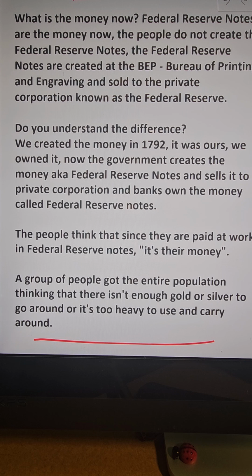So what is the money now? Federal Reserve notes are the money now. The people do not create Federal Reserve notes. The Federal Reserve creates them at the Bureau of Printing and Engraving, and they're sold to the private corporation known as the Federal Reserve. The public doesn't understand this. I found this out over time in reading about an author, Byron Dale, who wrote a book called Bashed by the Bankers, and it's available online or from him. He researched the subject money, and he realized the government's selling the paper money. He researched to find out what the hell is going on. So I've learned a lot from his information and his YouTube videos and his book.